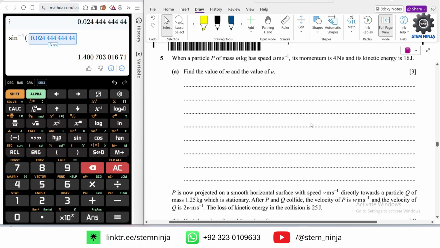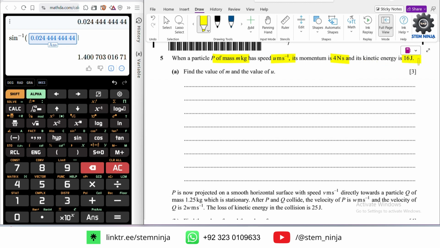Question number 5. When a particle P of mass m kg has speed u meters per second, its momentum is 4 newtons second and its kinetic energy is 16 joules. Find the value of m and find the value of u. Okay, so we know that momentum is mv and KE, which is half mv squared, can also be written as half p squared over m. So momentum value is given.